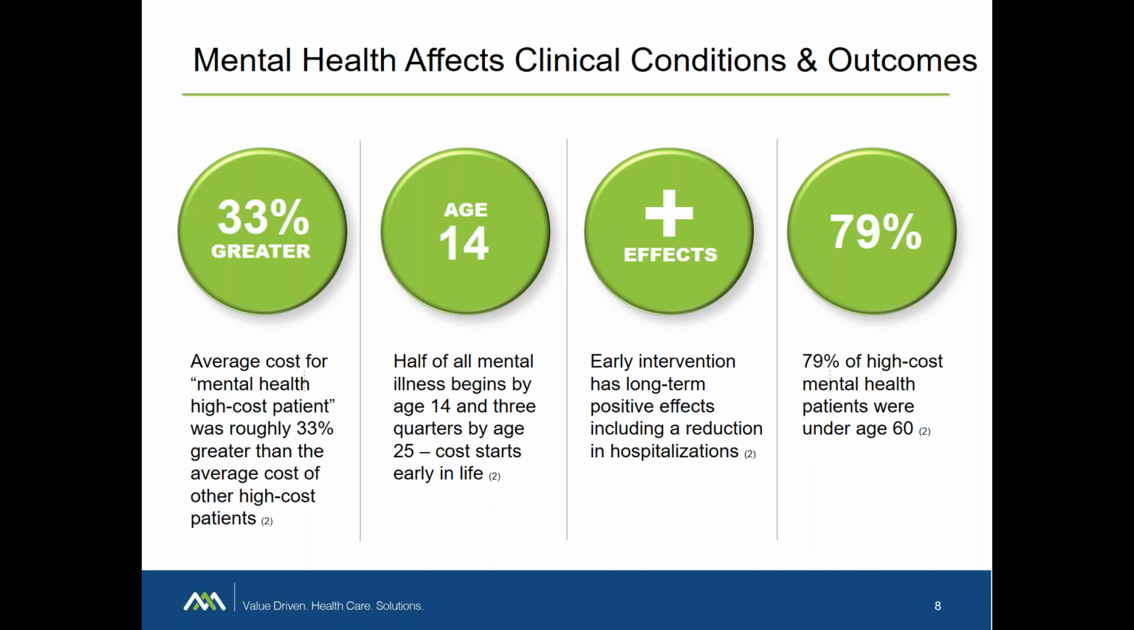Half of all mental illness begins by the age of 14, 3/4 by the age of 25. So let's think about that a minute. Without early intervention, as your patients age and start experiencing physical health problems or existing problems get worse, they are likely to be struggling with a mental illness as well. So we can see that early intervention has a long-term positive impact on the quality of life of the patient by managing their physical and mental health conditions early on in life, and it does reduce hospitalization and utilization of other high-cost services. 79% of high-cost mental health patients were under the age of 60. That includes the very young and those approaching senior citizen age groupings. Next slide, please.